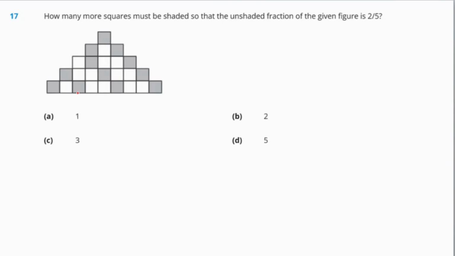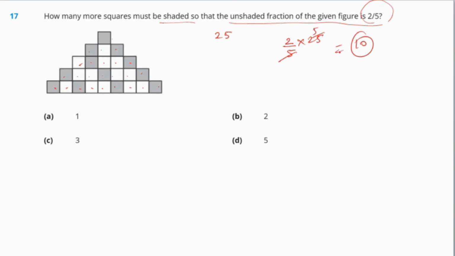So first we need to figure out the total number of squares. So that is what? 1, 2, 3, 4, 5, 6, 7, 8, 9, 10, 11, 12, 13, 14, 15, 16, 17, 18, 19, 20, 21, 22, 23, 24, 25. So the total number of squares we have is 25. Out of that, how many squares must be shaded so that the unshaded fraction of the figure becomes 2 by 5? So first we need to figure out what is 2 by 5 of the entire figure.